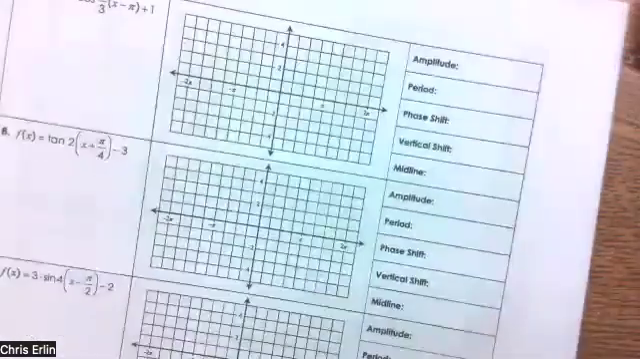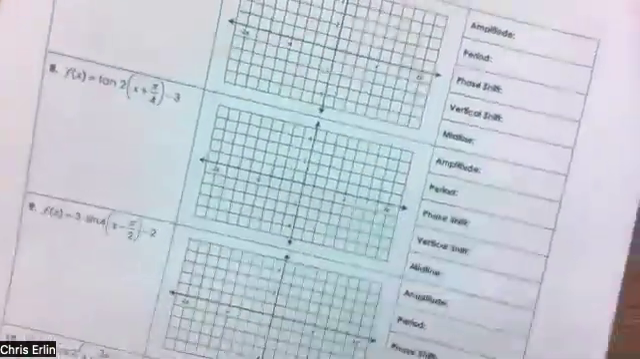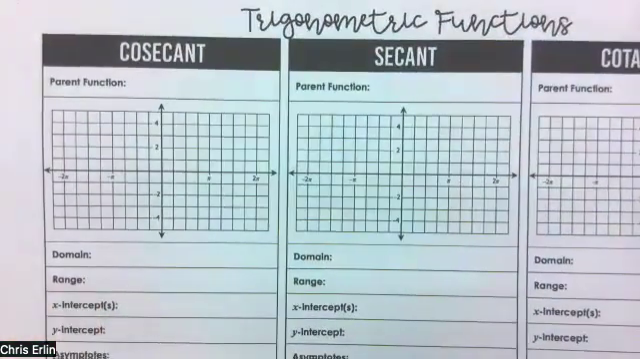Okay, the next page is more practice for you, including sine, cosine, and tangent. Please flip to the next page. And we're going to build the parent functions for cosecant, secant, and cotangent. Last piece for today.